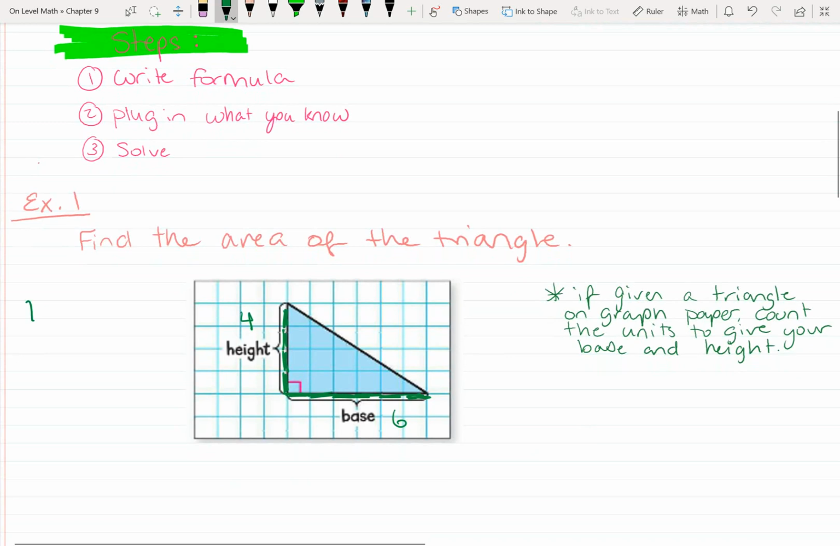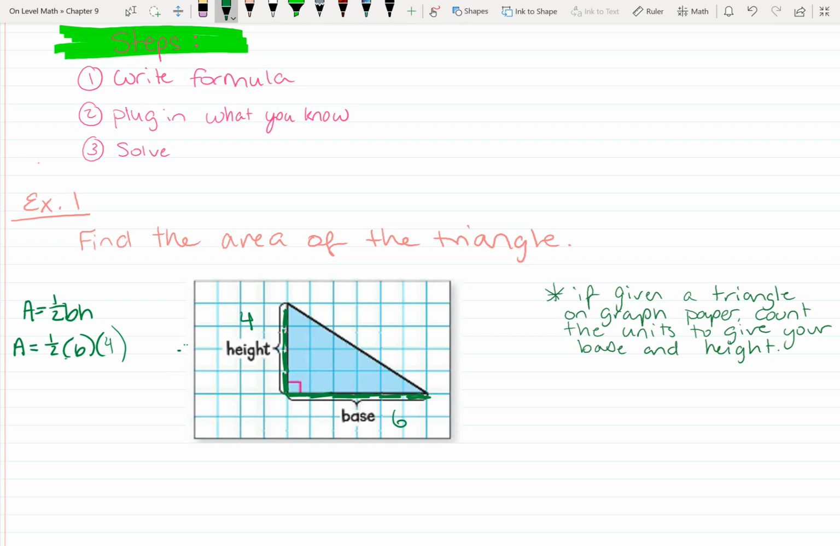Alrighty, so let's start by writing our formula. A equals 1/2 base times height. And then we're plugging in what we know. A equals 1/2. Our base is 6. Our height is 4. That kind of looks like a 9. There we go.